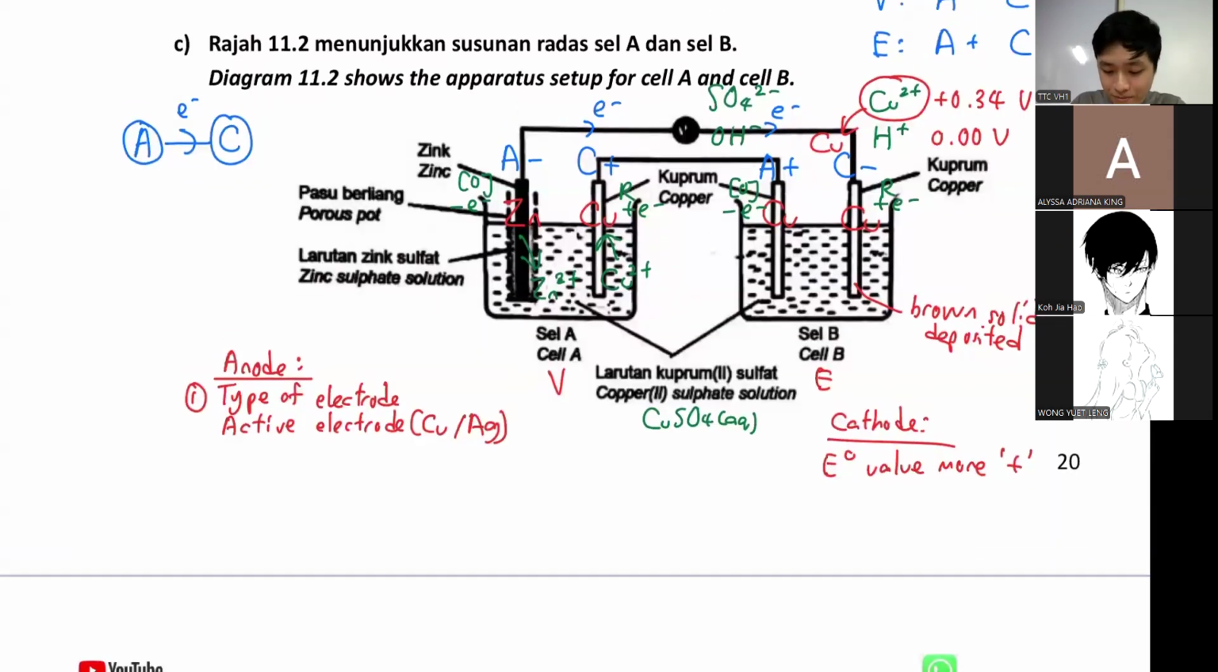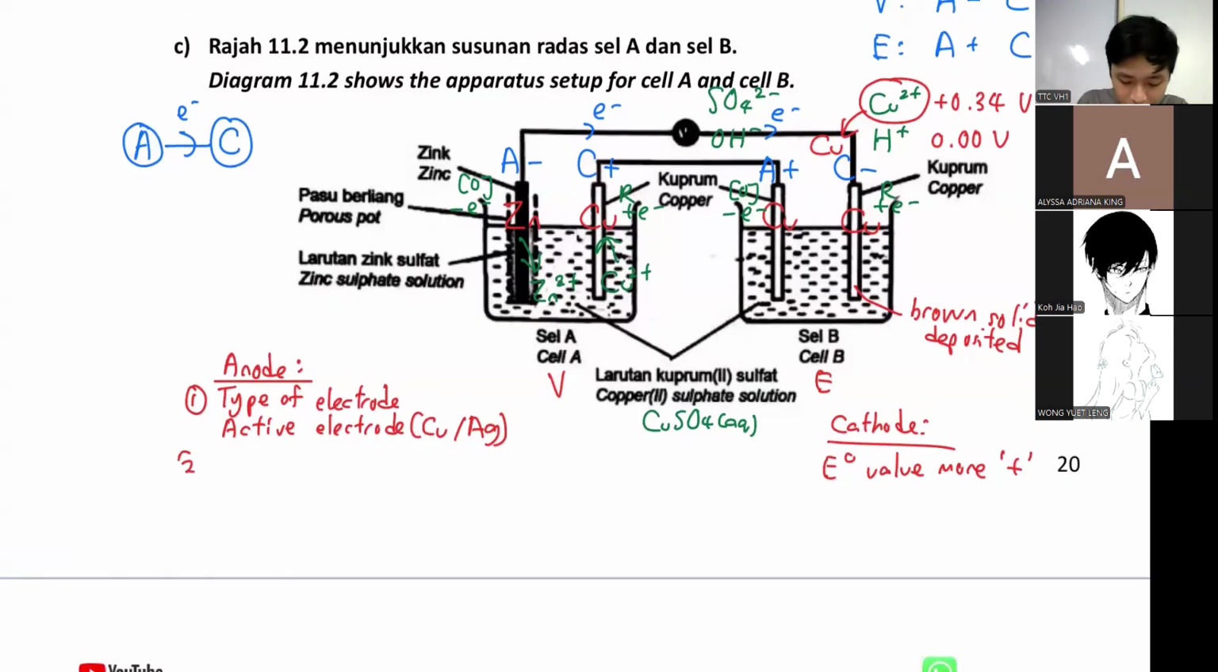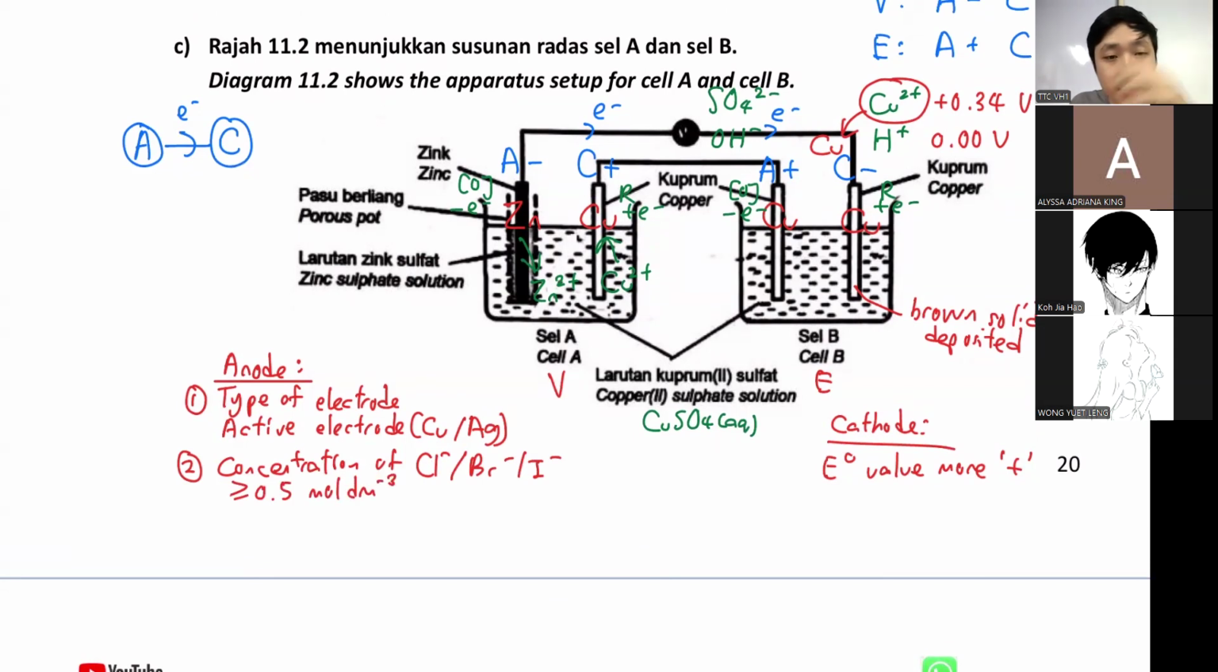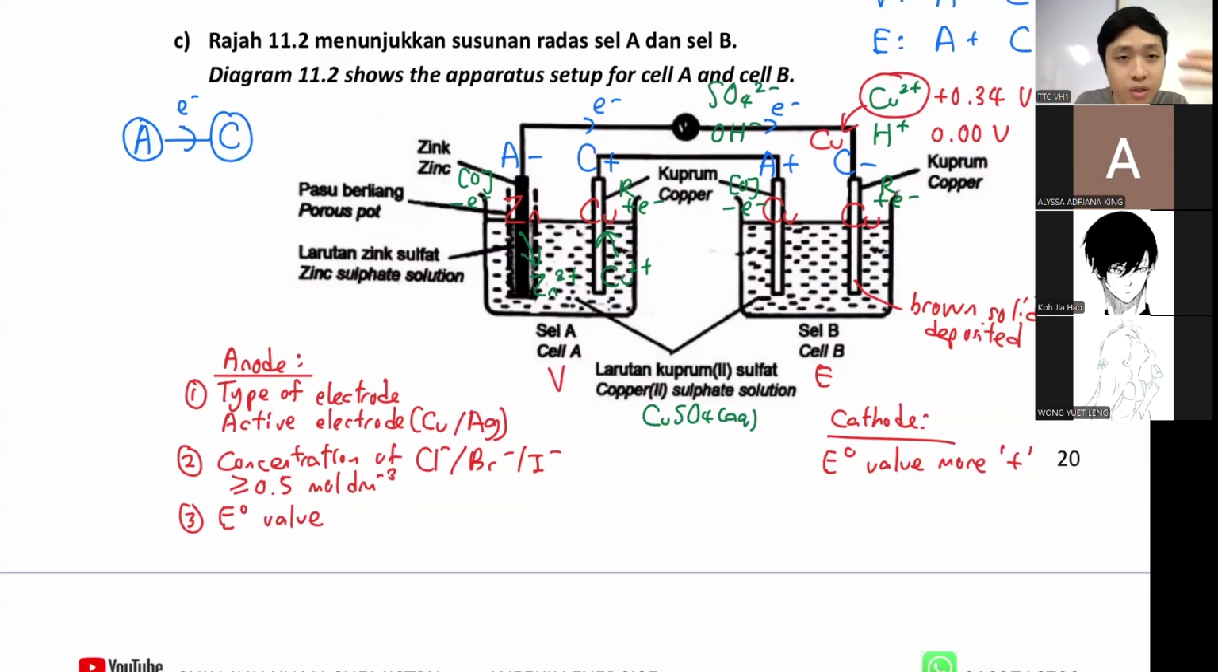And then number two, you always see the concentration of the halide ions, which is Cl minus, Br minus, I minus, whether they are more than or equal to 0.5 mole per dm cube, or if they say concentrated, also can. Number three, E naught value more negative. Later, if you see more electrolytic cell questions, you can apply this if they ask you to choose which ion undergoes oxidation at the anode.